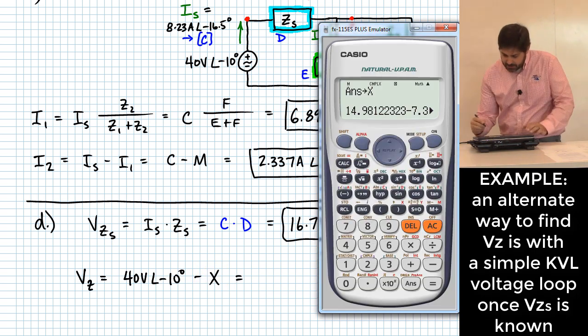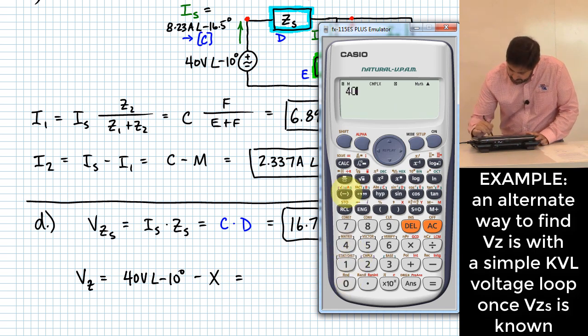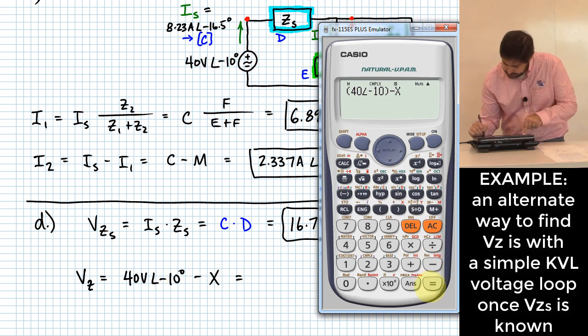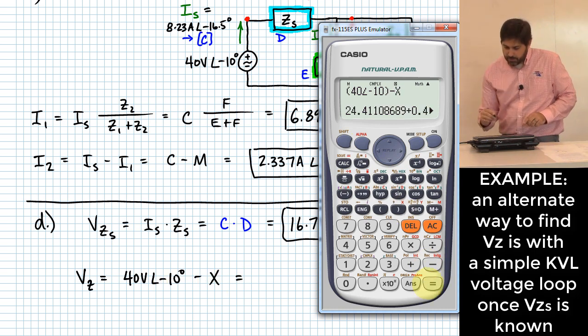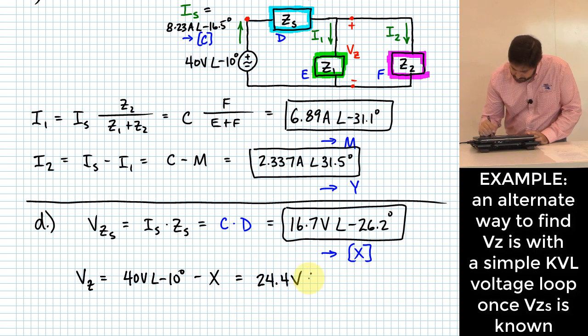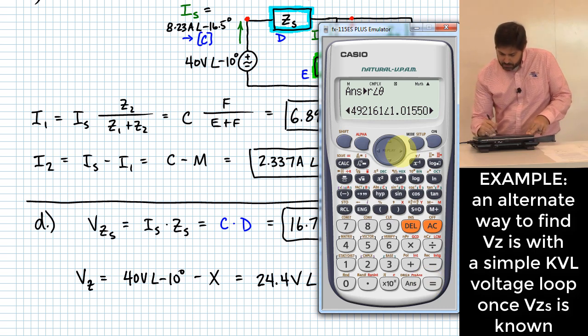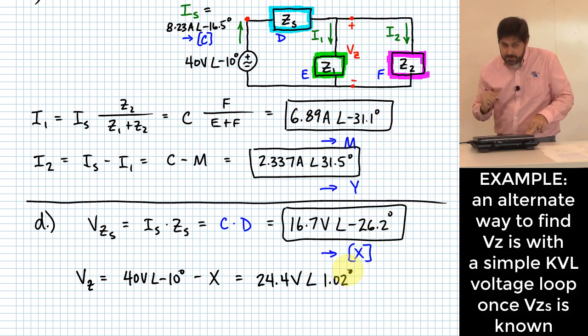So what I will do there is just punch that in, 40 angle minus 10. I don't know if it's important or not, but I sometimes put parentheses around here just to make sure I'm collecting things right, minus X. This gives me 24.4 volts at an angle of about 1.02 or so degrees.